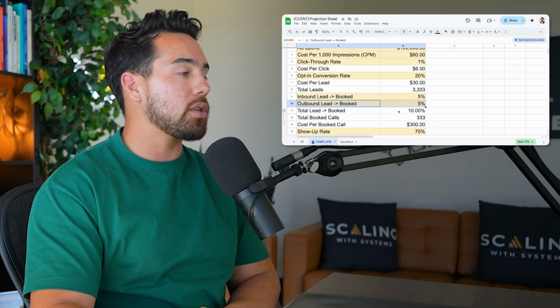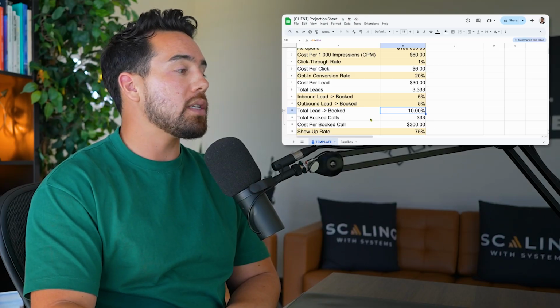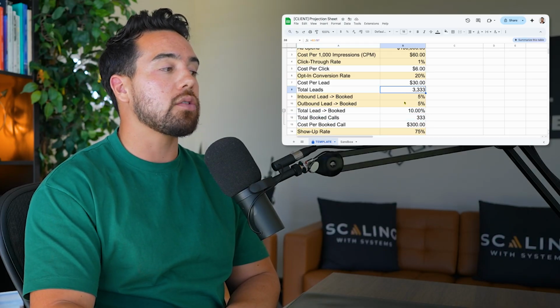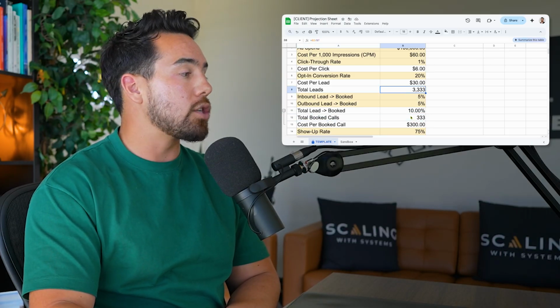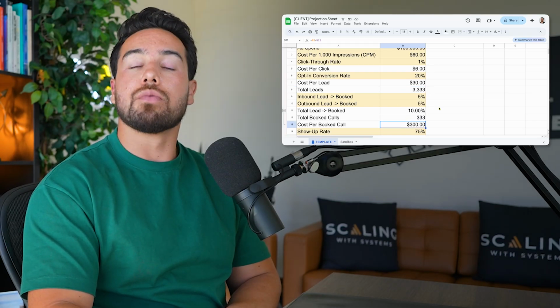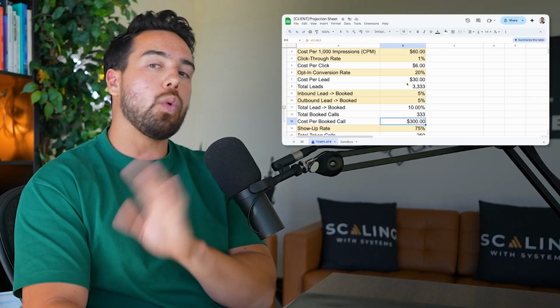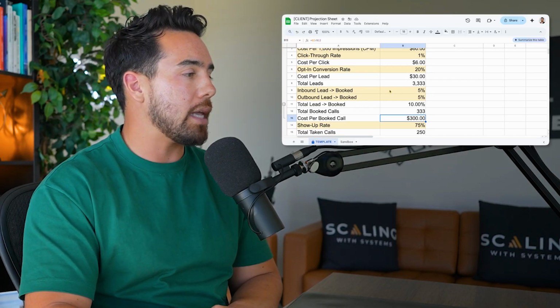Let's say that's also 5%, which means your total lead to book ratio is about 10%, which means that the total booked calls out of 3,333 leads is going to be 333. And your cost per booked call is $300. So hopefully you can see how I'm getting this equation inside of here. I'm going to walk through and play with these numbers a little bit at the end of this.